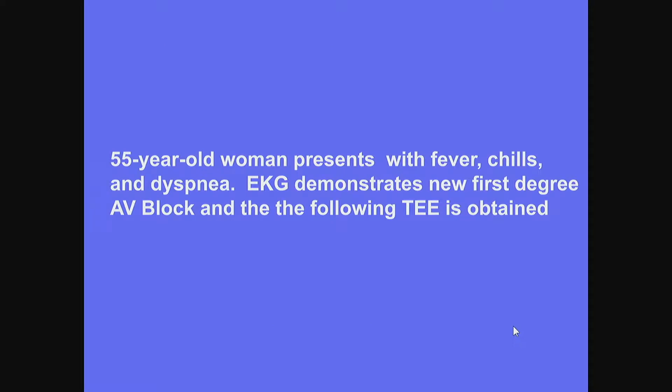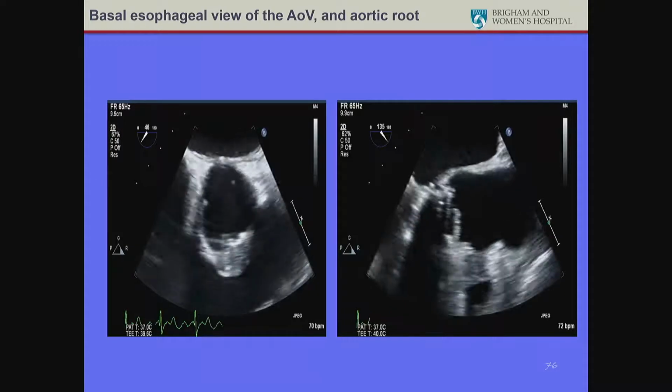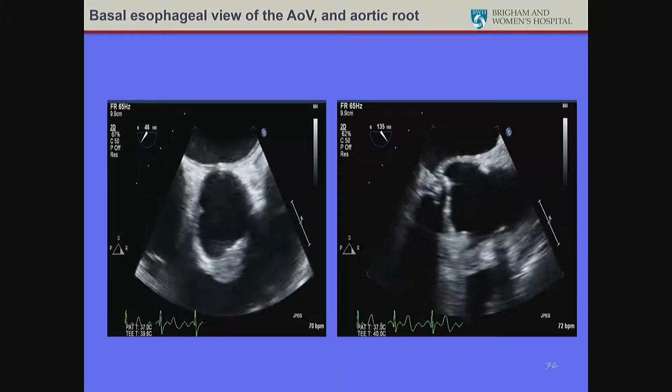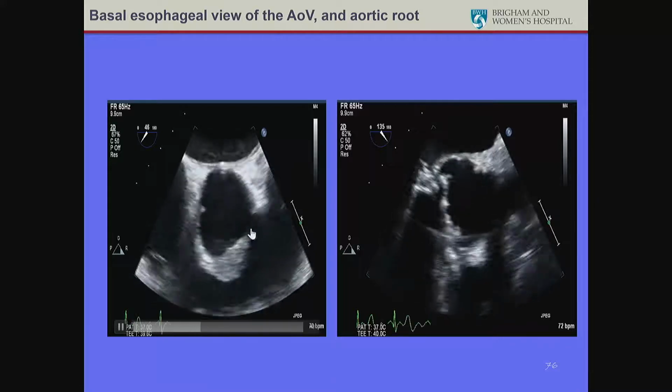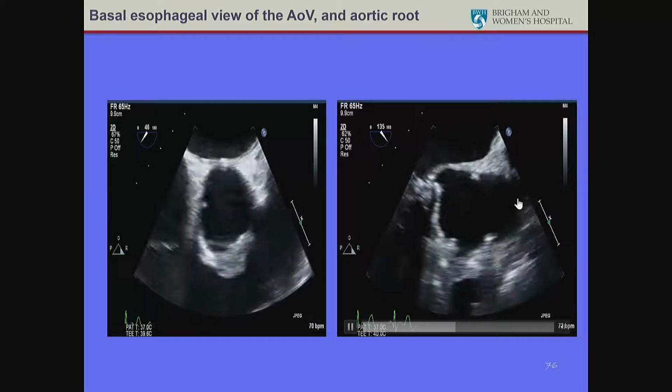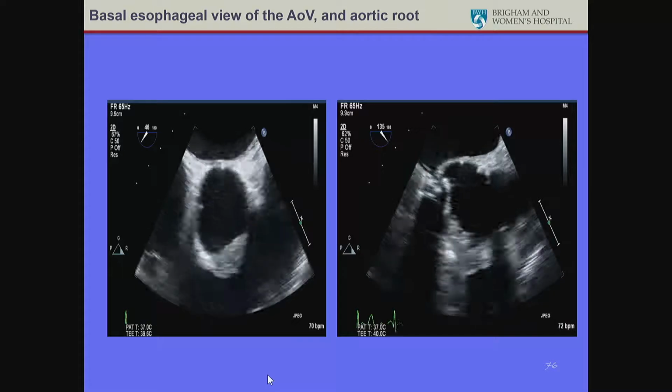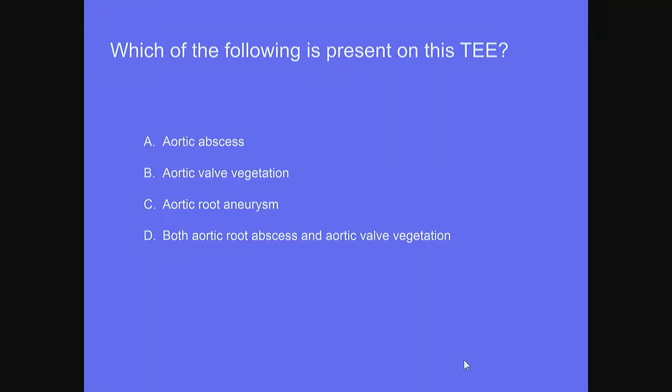This next patient is a 55-year-old woman who presents with fever, chills, and dyspnea. Her EKG demonstrates new first-degree AV block, and the following transesophageal echo is obtained. So this is the basal esophageal view of the aortic valve on the left, as well as the aortic root on the right. Which of the following is present on this TEE?